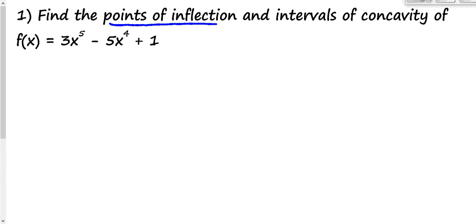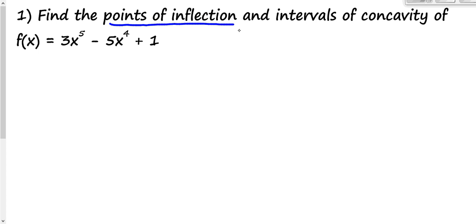To find points of inflection, remember that points of inflection are points where the second derivative equals 0 or does not exist. Well, I should back up and say potential points of inflection are points where the second derivative equals 0 or does not exist. We'll find out if they're truly points of inflection when we check the concavity. So let's look for potential points of inflection, potential inflection points, which I call pips.